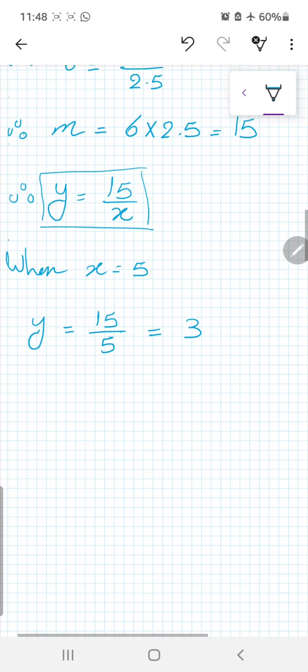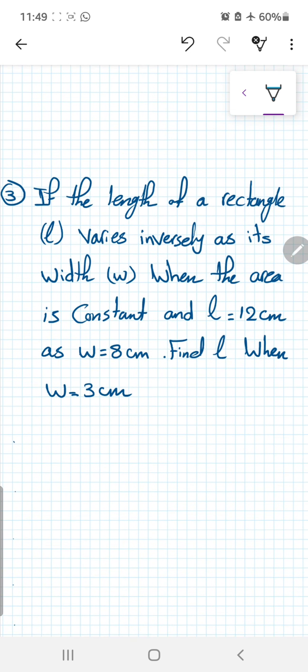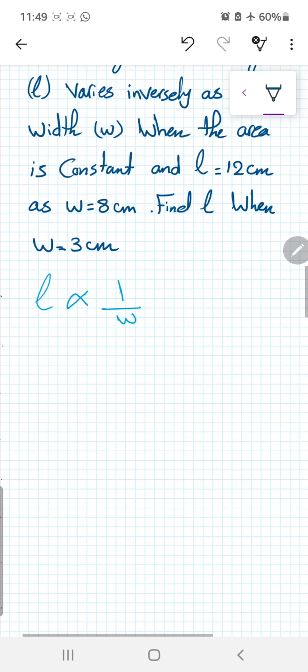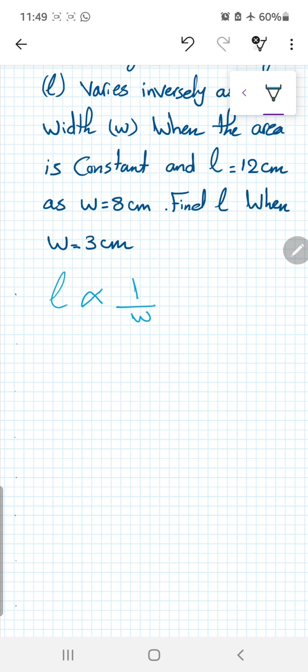Okay, let's try another example. If the length of a rectangle L varies inversely as its width, so L varies with 1 over width. Okay, when the area is constant, of course, and L equals 12 as W equals 8, find L. Okay, here we want to get the value, so direct substitution in the rule. So we get L1 over L2 equals W2 over W1.